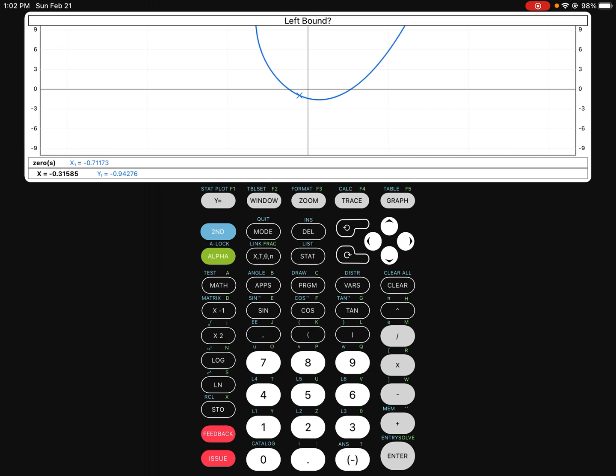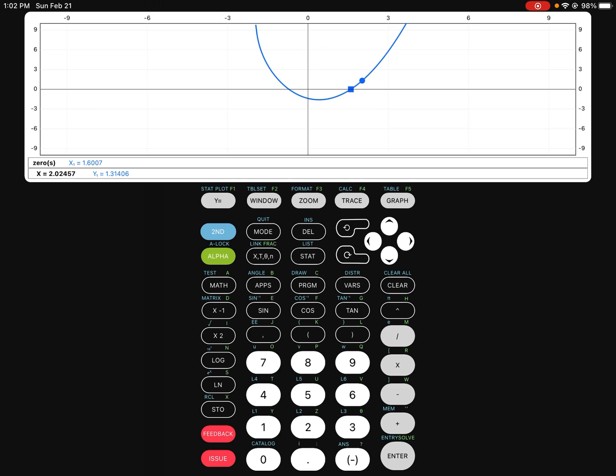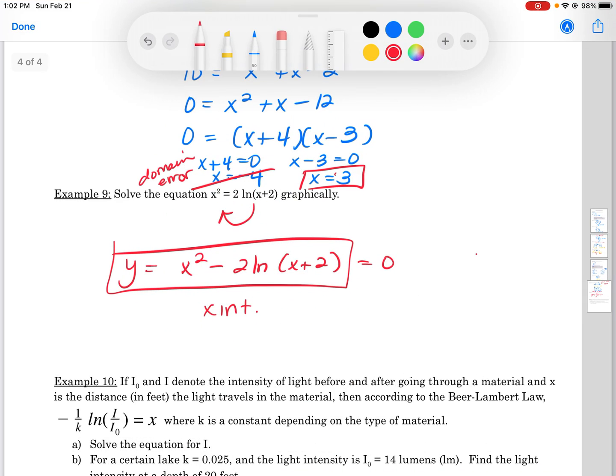And let's do the other guy. So to the left, to the right, and it looks like 1.6. So negative 0.7, I guess is about negative 0.7 and 1.6. Okay.